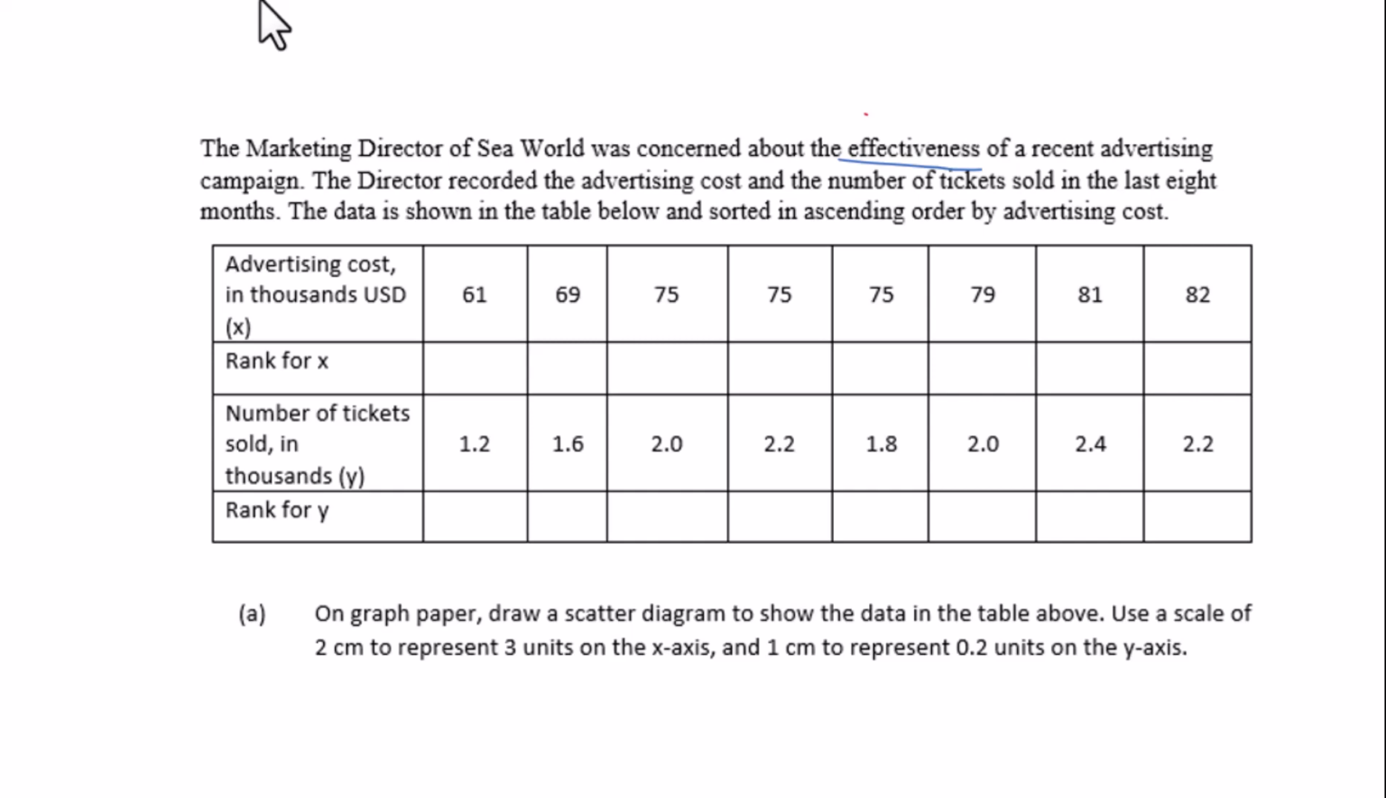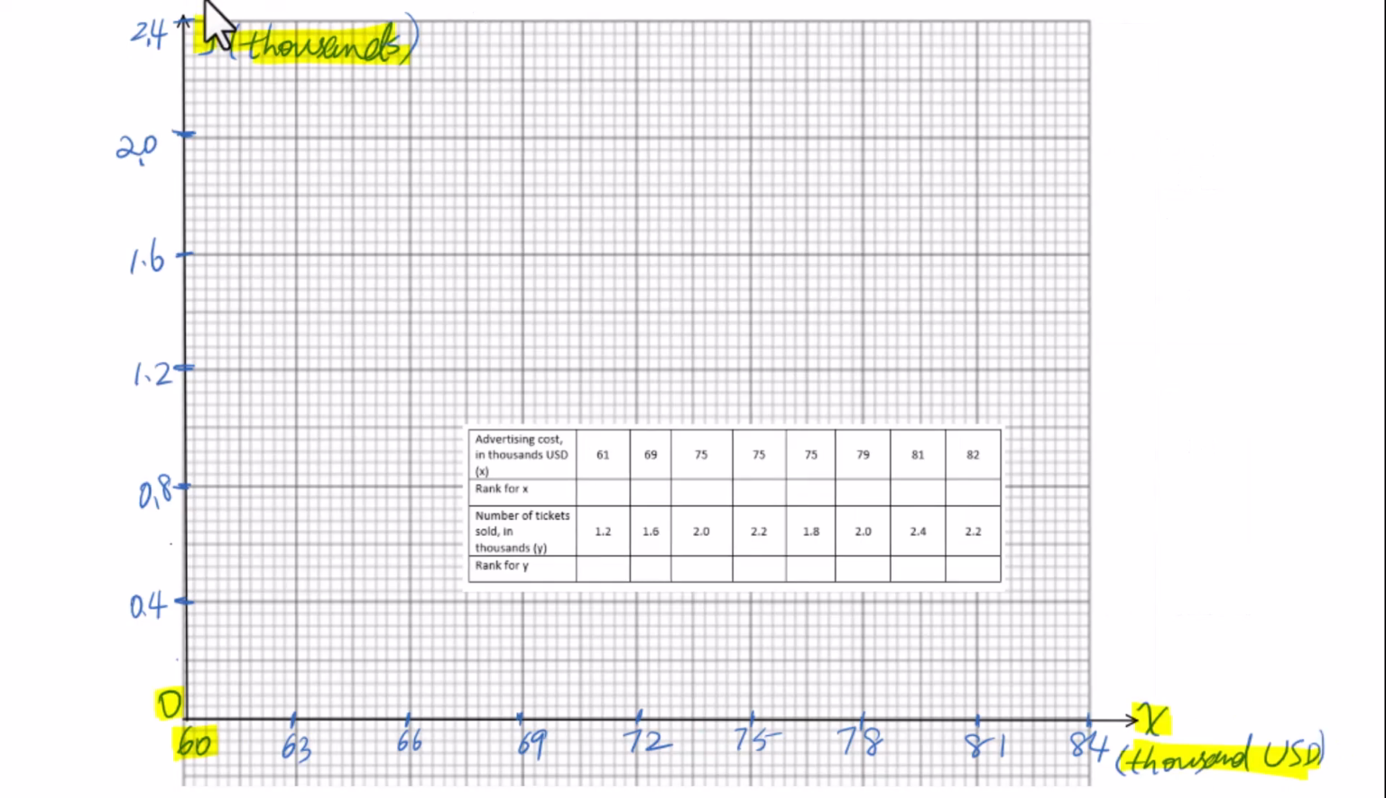A. On graph paper, draw a scatter diagram to show the data in the table above. Use a scale of 2 centimeters to represent 3 units on the x-axis and 1 centimeter to represent 0.2 units on the y-axis. I already set up this coordinate plane. Remember, you need to label correctly the scales, x-axis, y-axis, and also the units. Then you can plot the coordinates.